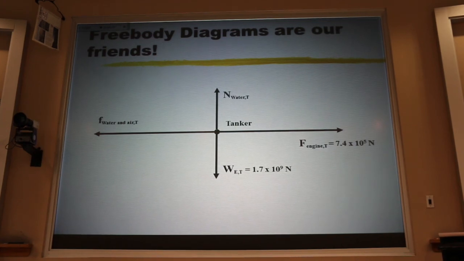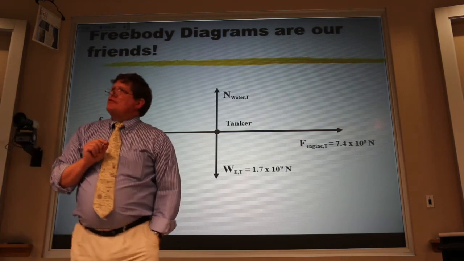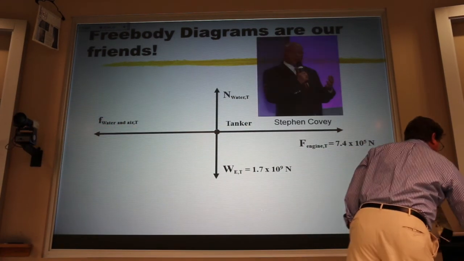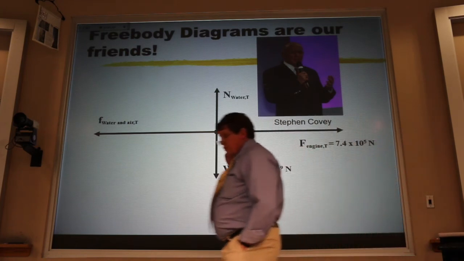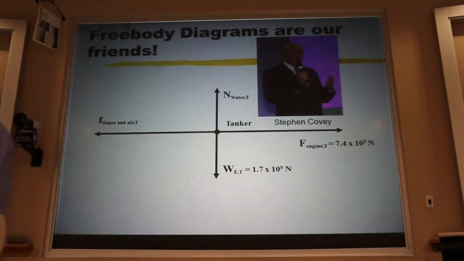Now, many, many years ago, when I was your age, if you can imagine it, I took a class from Stephen R. Covey. Now, Stephen R. Covey was the most popular professor on our campus. He went on to become a very famous author, making millions and millions of dollars.